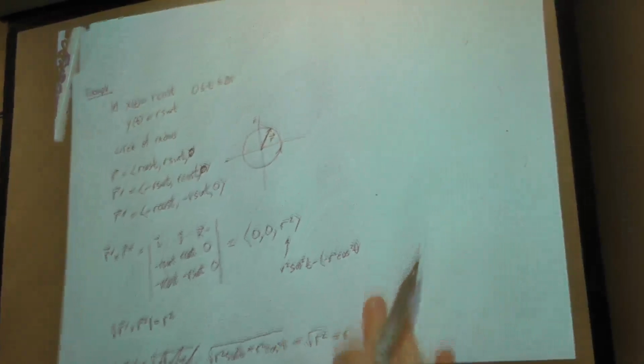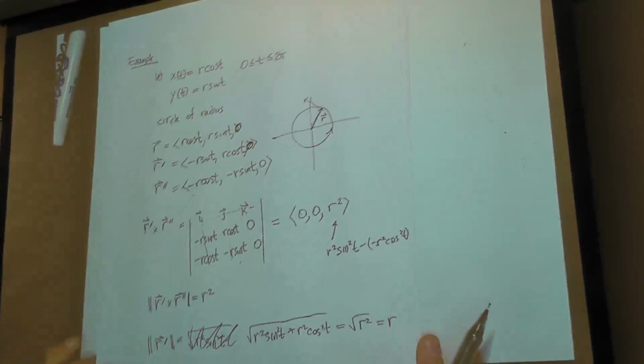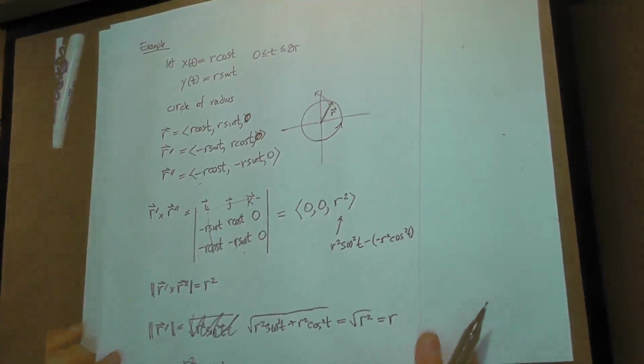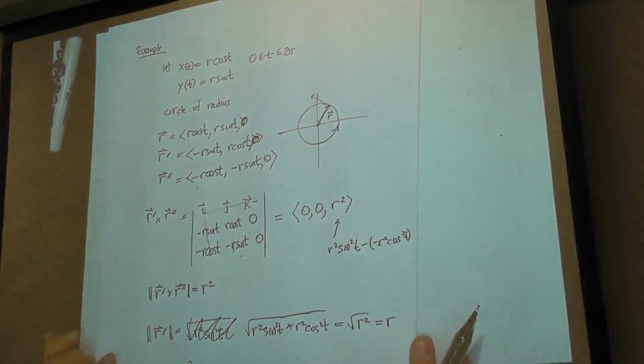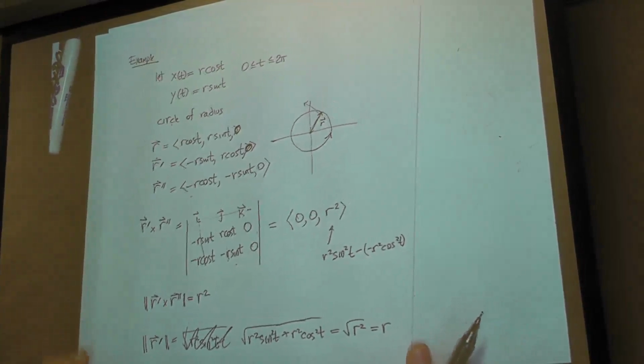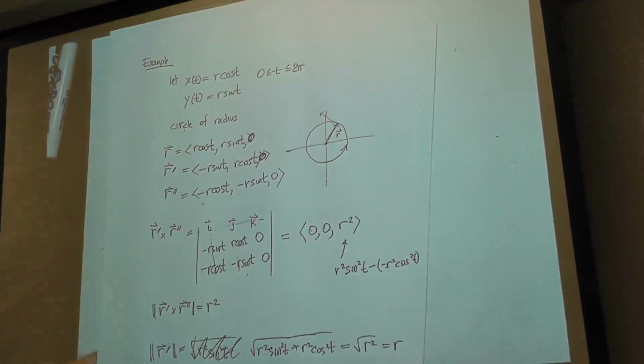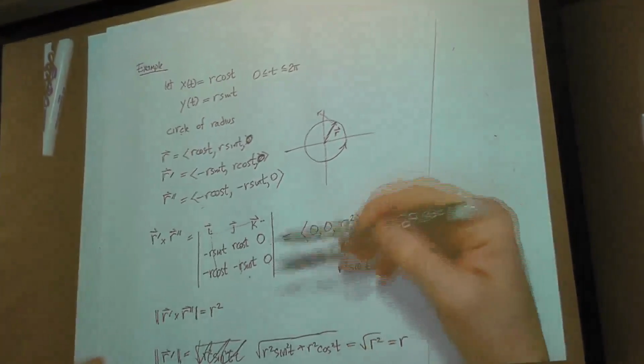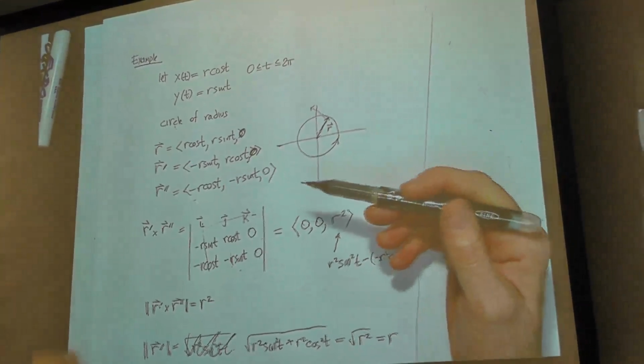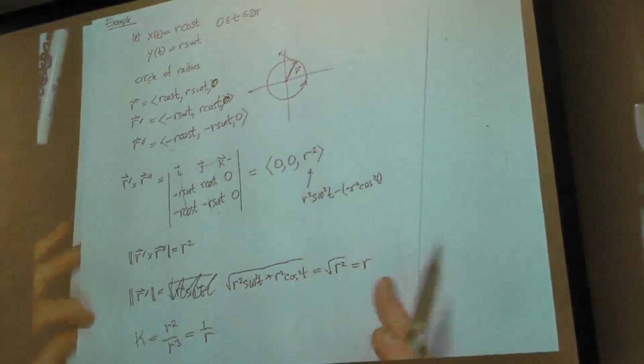So is k straight up always going to be 1 over the radius, if you're talking about a circle? Yeah. If I'm not talking about a circle, then you've got to go through it just exactly the way I did.